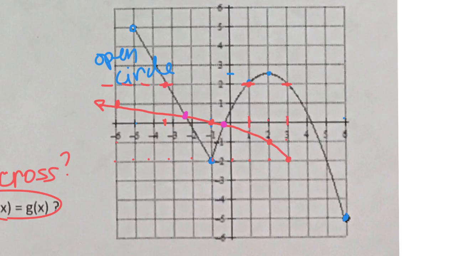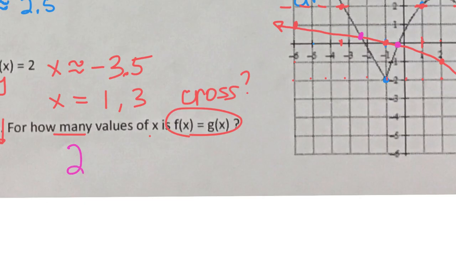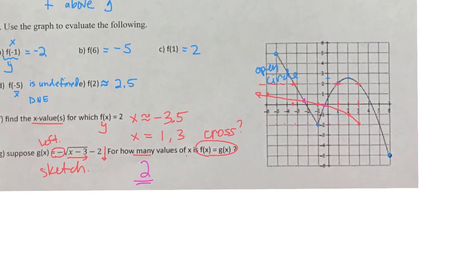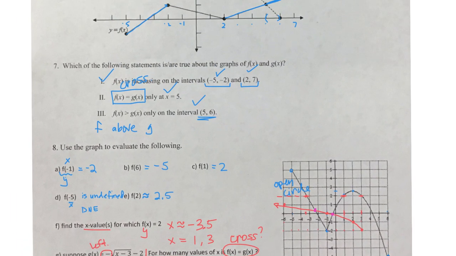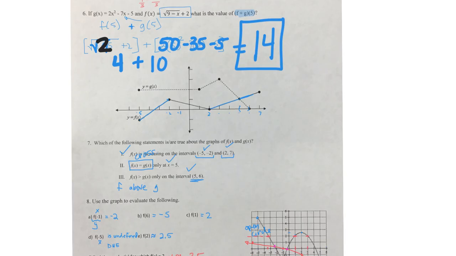So we're not asked to solve what is the x value, we're just asked how many times does it cross. So there are 2 values of x where they cross. Okay, not where are they, but just how many times. Okay, so make sure you're reading your question and answering the question that they're giving to you.